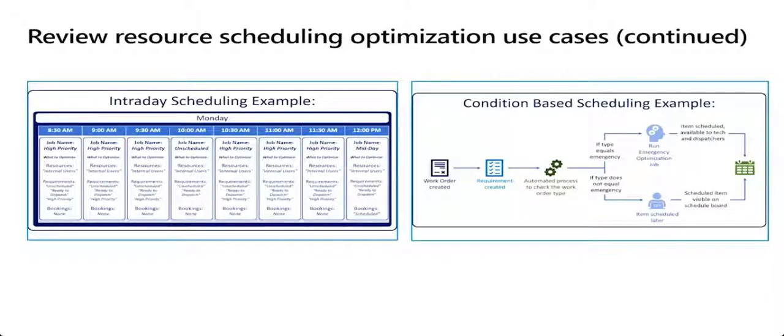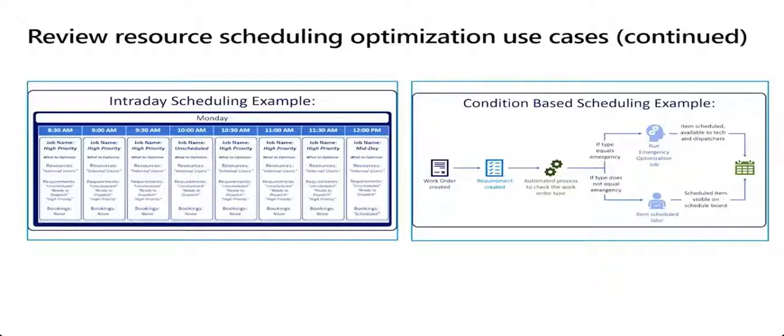For example, your organization may have a policy to schedule high priority items as soon as possible, since they're generally associated with a contract, customers, or maybe emergency situations. But those non-high priority work orders have a little bit more flexibility. And so you could actually set up an intraday schedule that's running every 30 minutes throughout the day, and then it automatically schedules any high priority items that haven't been scheduled yet.